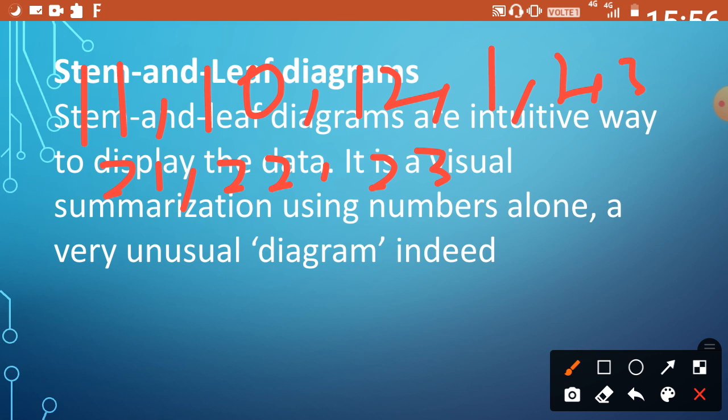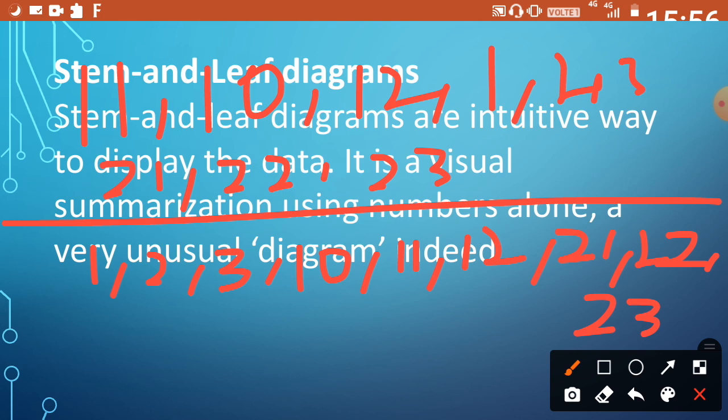So let's see what you have to do. At first you have to start from the smallest value. It would be better if you write it in ascending order. So let me write it in ascending order. First it will be 1, 2, 3, then 10, 11, 12, then 21, 22, 23. Fine. Now you see how I am presenting the data. So see, 1, 2, 3. I can write it as 0, 1, 2, 3.